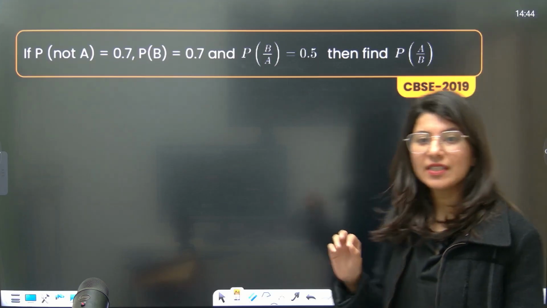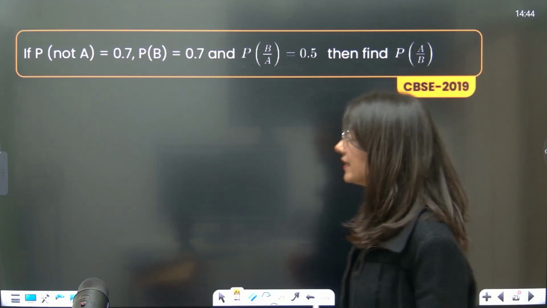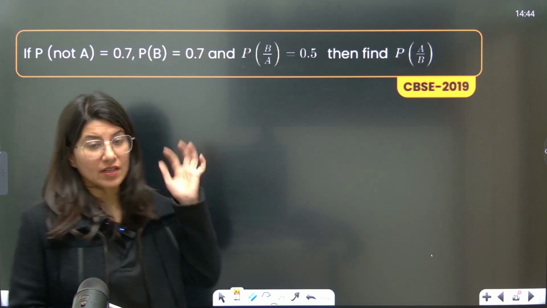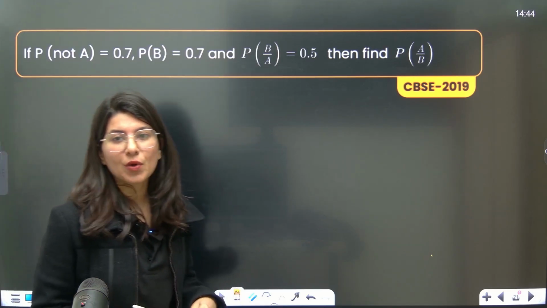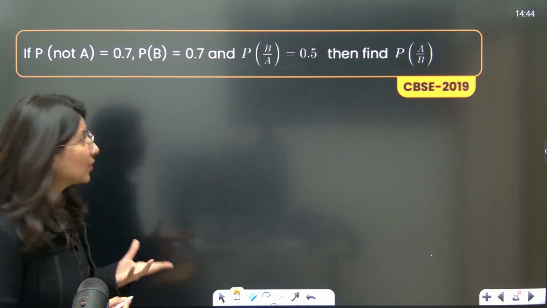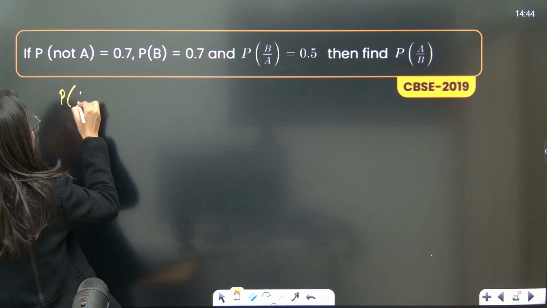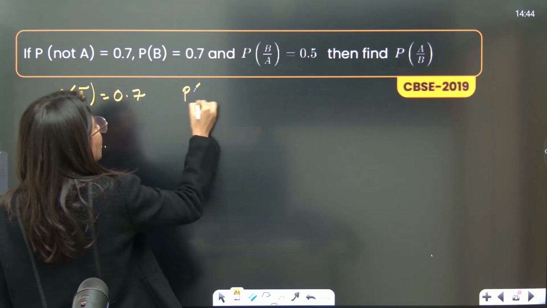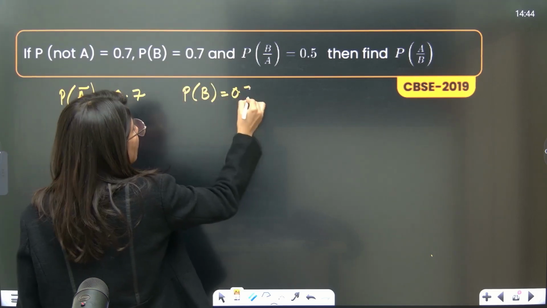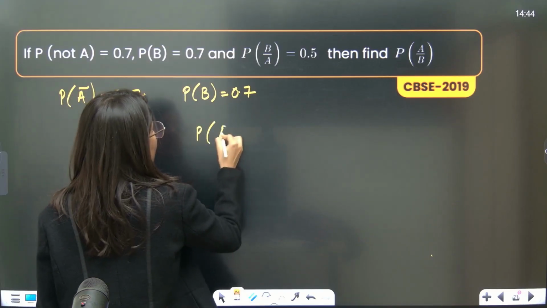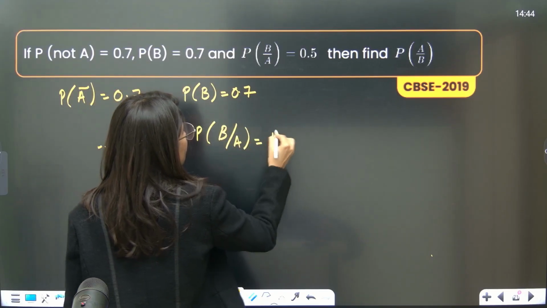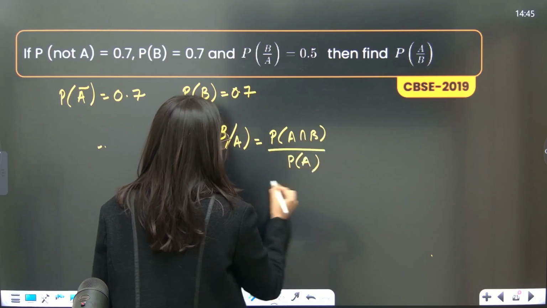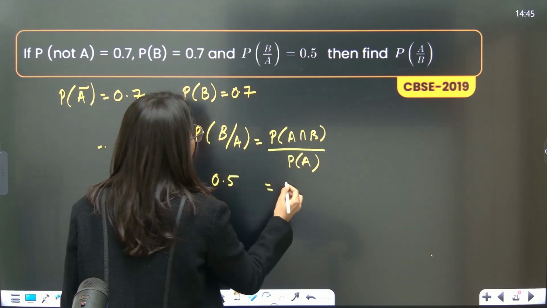Now the next question, CBSE 2019 question: probability of not A is 0.7, probability of B is 0.7, and probability of B given A is 0.5. Find probability of A given B. So probability of A bar is 0.7, probability of B is also 0.7, and probability of B given that A has already occurred is probability of A intersection B upon probability of A. So this is 0.5. Plug in the values.